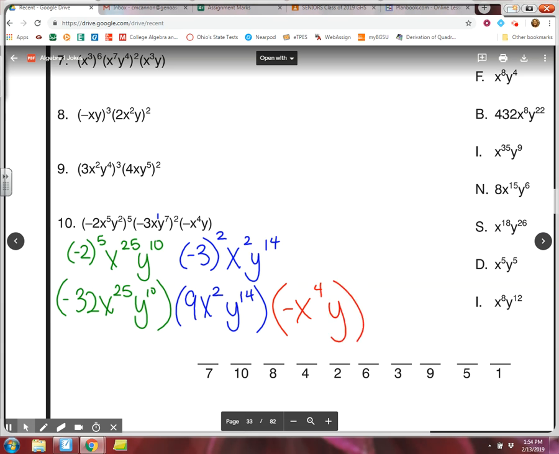Now, what kind of problem do we have? It is multiplication. So you are going to multiply your coefficients. You've got a -32, a 9, and a -1. Now we got to add all of our x's. I've got 25, 2, and 4. And how about your y's? I've got 10, 14, and 1.